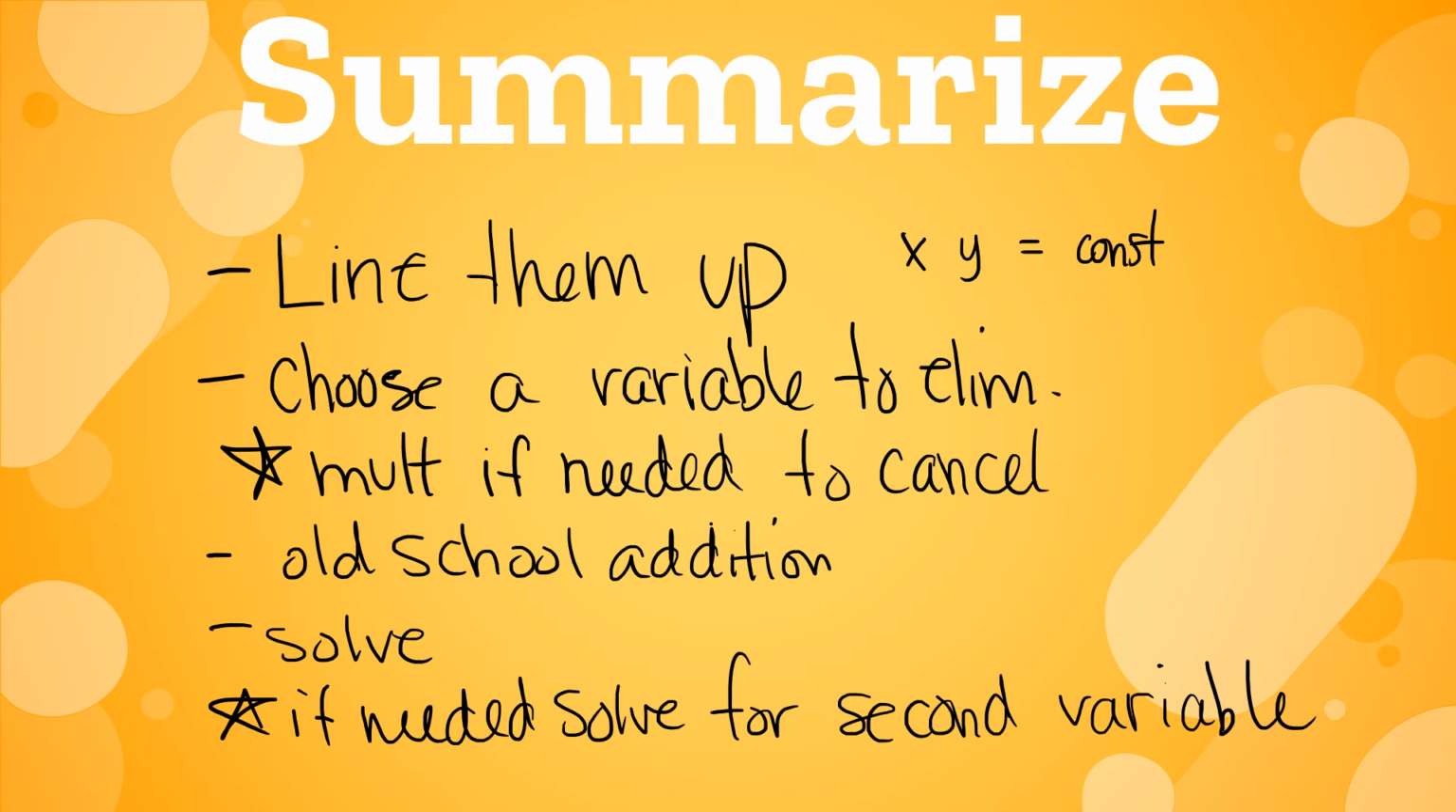So line them up, choose a variable to eliminate, multiply that variable if needed to get something to cancel, old school elimination or old school addition to take care of that elimination, solve the equation further, and if needed, find the second variable.